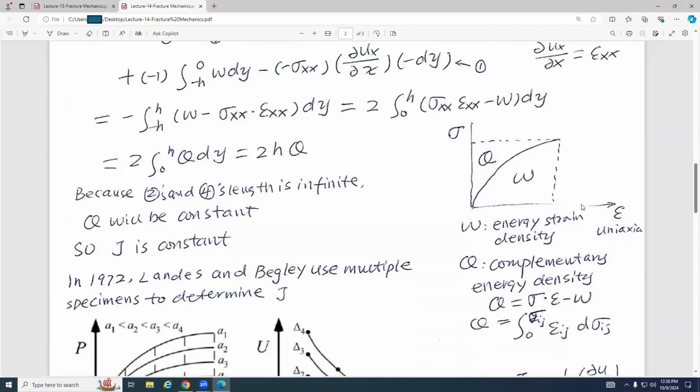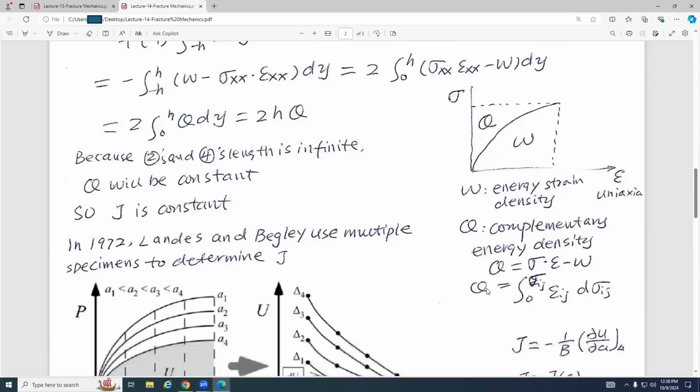So here is the epsilon, guys. This is epsilon, this is sigma, and this is a curve. Underneath this curve we have omega. Above the curve, Q is called complementary energy density. So this definition and the definition of omega are just opposite. Right? You understand?